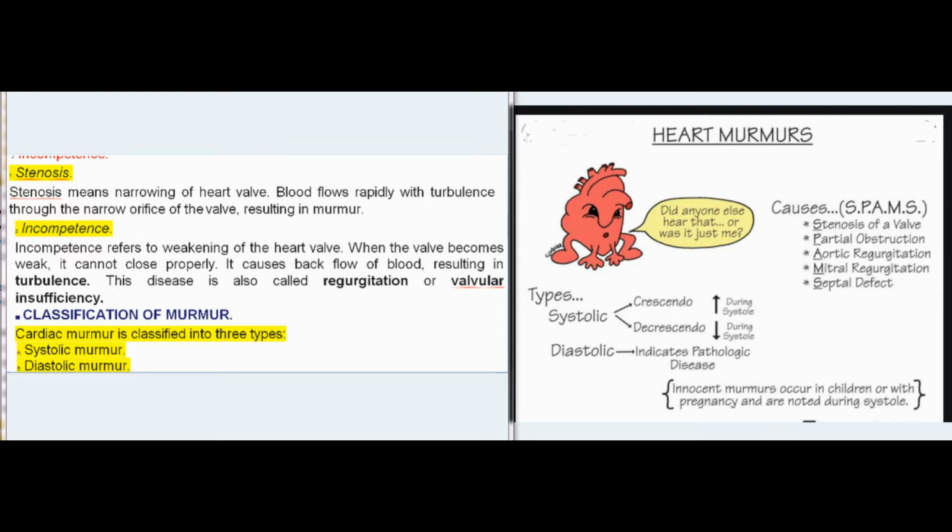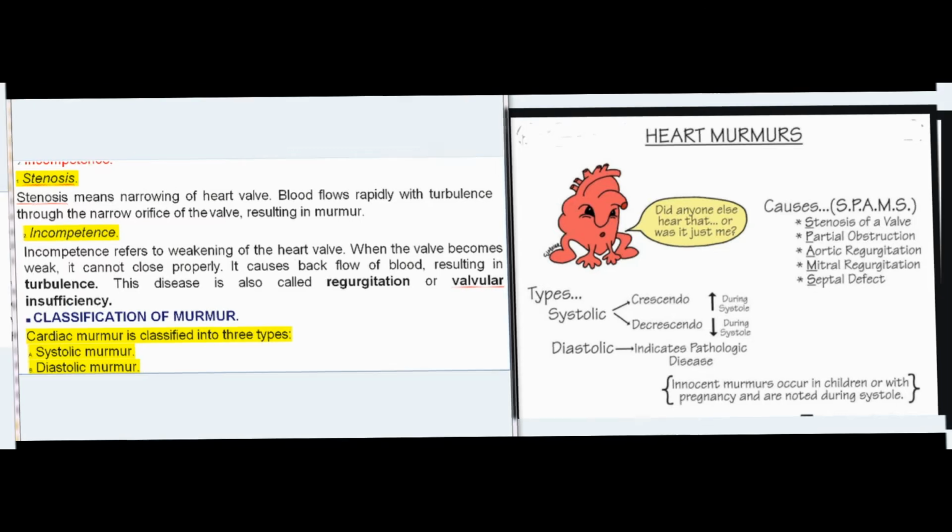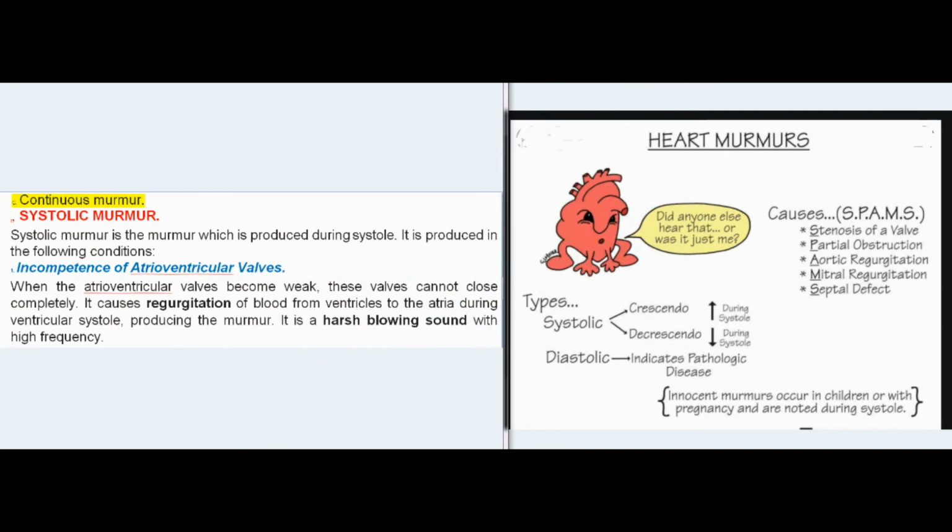Classification of murmur. Cardiac murmur is classified into three types: systolic murmur, diastolic murmur, continuous murmur. Systolic murmur. Systolic murmur is the murmur which is produced during systole. It is produced in the following conditions: incompetence of atrioventricular valves.